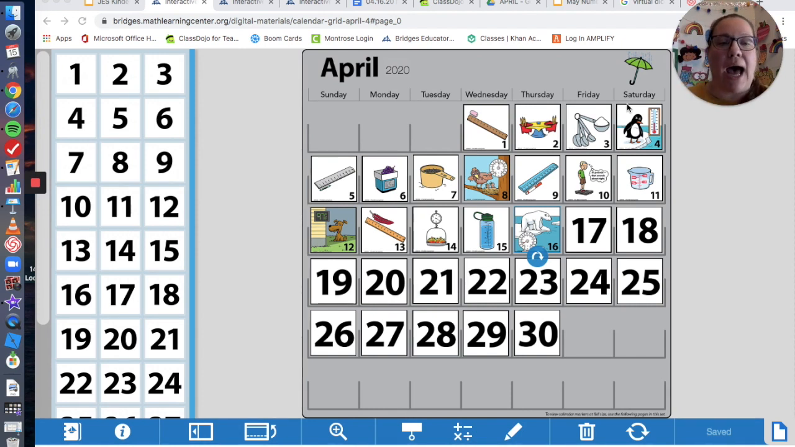Awesome job. Okay, so we're not going to do today, yesterday, and tomorrow because we have the weekend. And so let's look at Thursday's card. Thursday was Friday, April 17th, 2020. So we're going to go ahead and turn that one over and see what it was.